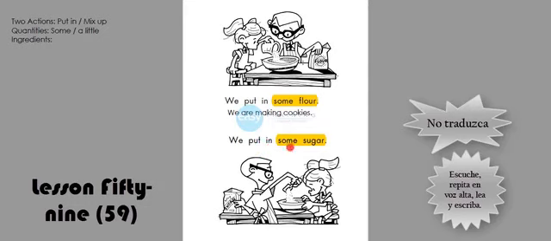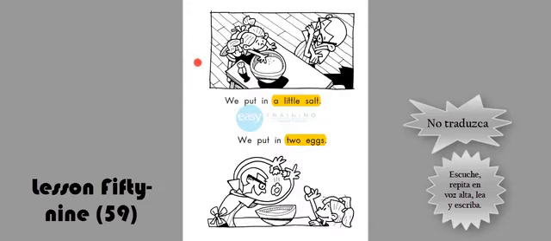We put in some sugar. Sugar. This is a bag with sugar in it. And here, the girl, no, it's only her dad. Her dad is putting some sugar in the bowl. We put in some sugar. We are making cookies.